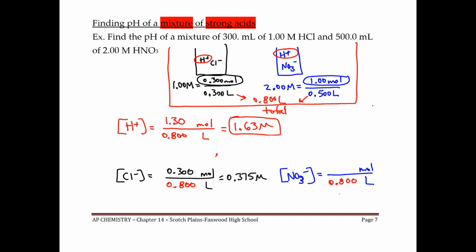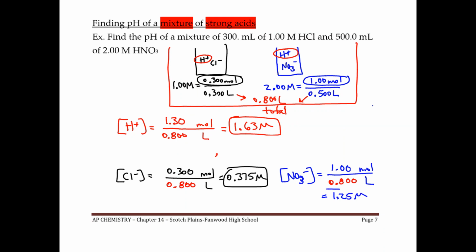molar concentration of chloride. And the concentration of the nitrate is going to be 1 mole, again because you have 1 nitrate and you have 1 mole of the nitric acid, and you divide this and you're going to get your final concentration to be 1.25.